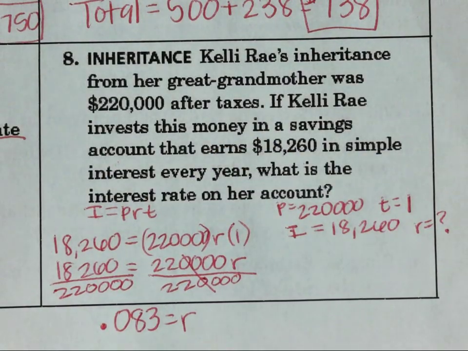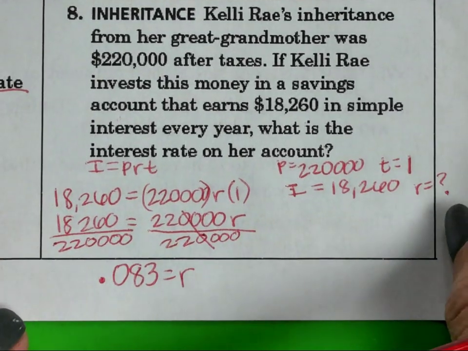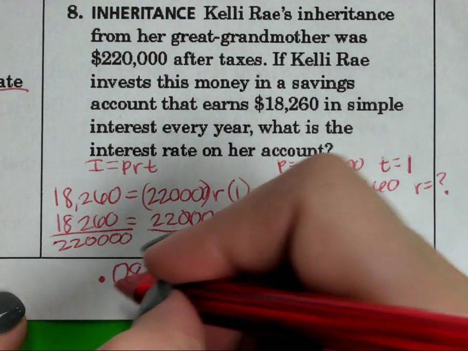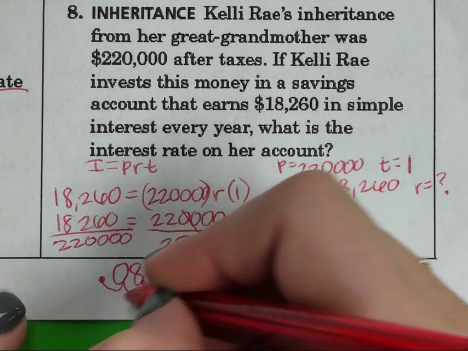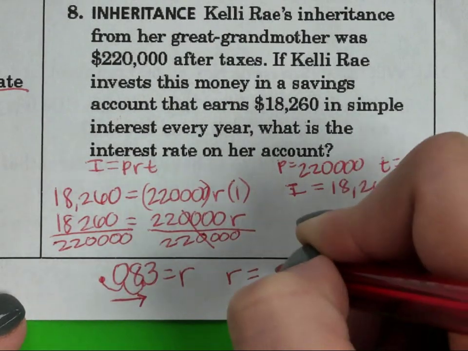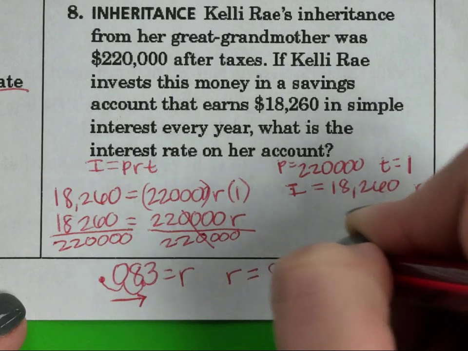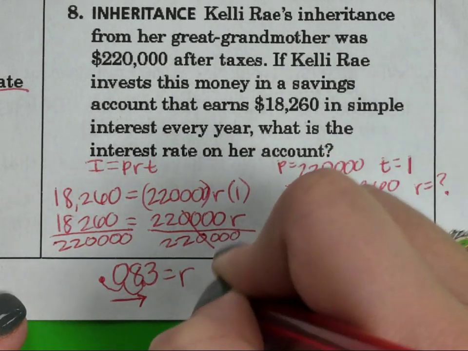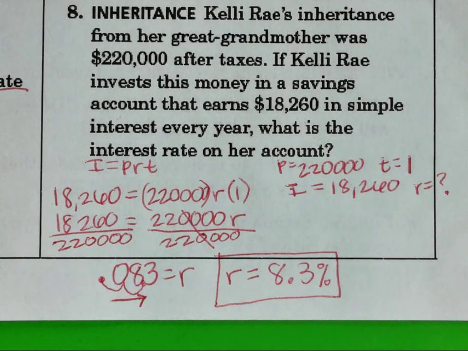Is that a decimal or percent? Decimal. That's a decimal, so I need to change it to percent, right? So I'm moving it to the right twice. So R equals 8.3%. Questions? Okay, so the back of this sheet is homework.